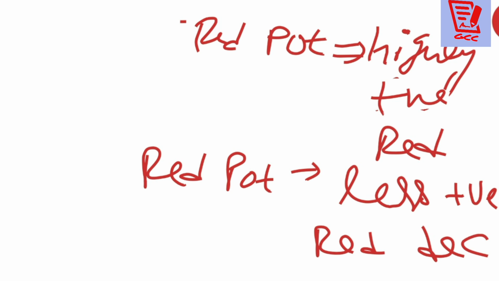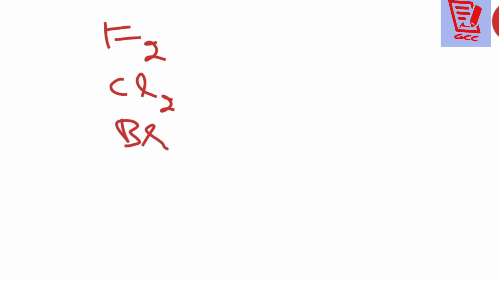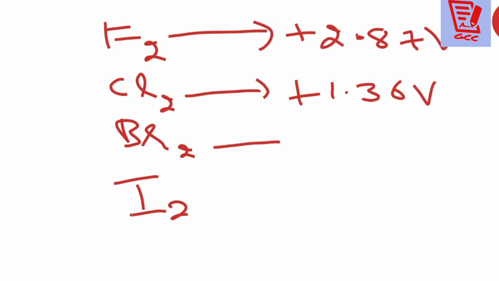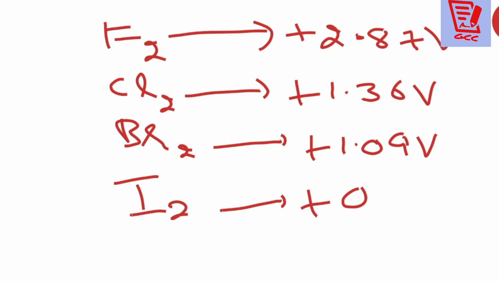Now I will tell you some values, all of you please see. Reduction potential values: this is F2, this is Cl2, this is Br2, and this is I2. For F2 it is 2.87 volt, for Cl2 it is 1.36 volt, for Br2 it is 1.09 volt, for I2 it is 0.54 volt. Clear? This is the value.